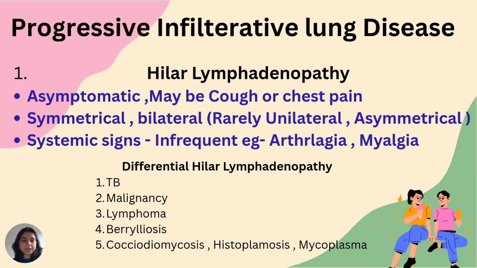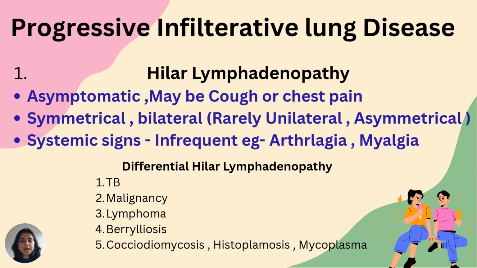Moving on to the more chronic and insidious presentation of sarcoidosis, which is a progressive infiltrative lung disease. Most commonly, it presents with hilar lymphadenopathy, and this can usually be asymptomatic. Patients can present with cough of unknown origin with nothing in the parenchyma, or chest pain. On CT scanning or other radiological investigations, the hilar lymphadenopathy is bilateral and symmetrical. If it is unilateral and asymmetrical, it is less likely to be sarcoidosis.